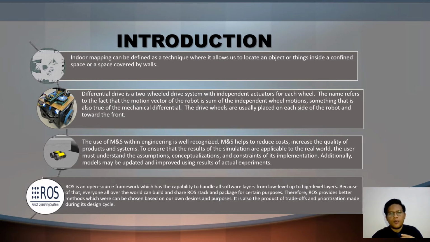ROS, Robot Operating System. ROS is an open source framework which has the capability to handle all software layers from low level up to high level layers. Because of that, everyone all over the world can build and share ROS tags and packages for certain purposes. Therefore, ROS provides better methods which can be chosen based on our own desires and purposes. It is also the product of trade-offs and prioritization made during its design cycle.